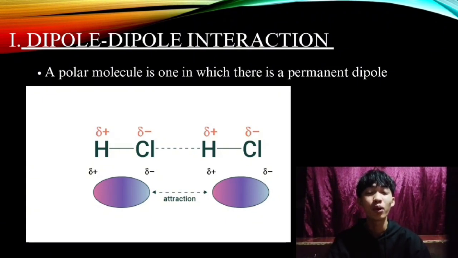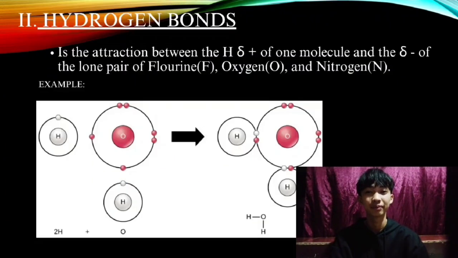It is found in polar molecules, for example HCl and SO2. Its strength is stronger than dispersion forces but weaker than hydrogen bonding or ionic bonds. An example is the interaction between HCl molecules.